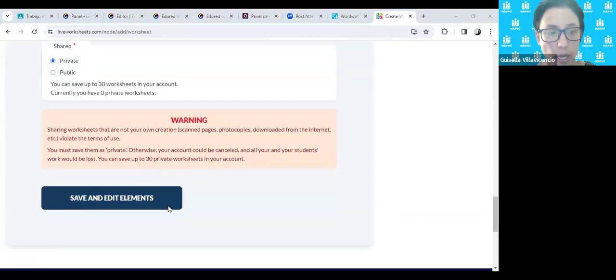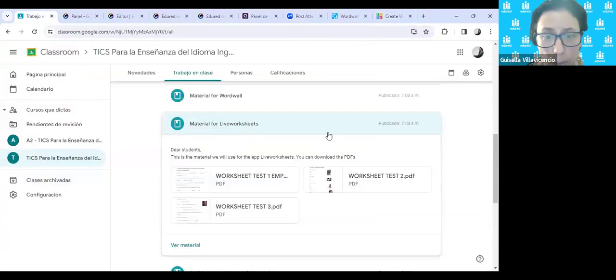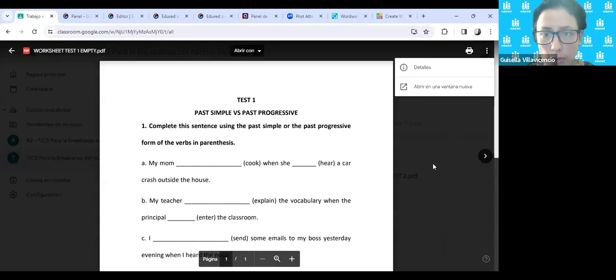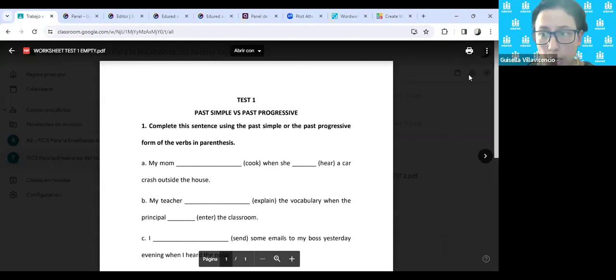Entonces, una vez que ya hemos configurado, le vamos a dar a Save and Edit Elements. Oh, no, Susi dice que no puede descargar el PDF. Oh, Susi. Pero en el aula, se puede descargar en los tres puntitos. Le das clic y le das así. Y acá, en los tres puntitos. Oh, no. No, en los tres puntitos no. Está. Se descarga.